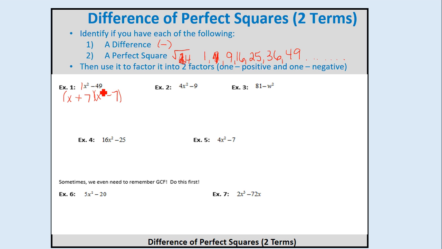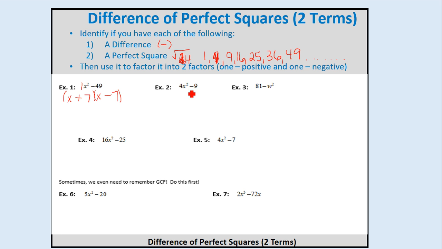The reason we only see two values here is that if I were to multiply this out, those x's would cancel each other out. They would basically make 0 x's in the middle. And that's why you don't see them. That's why there are no x's here. Okay, let's take a look at this next one.